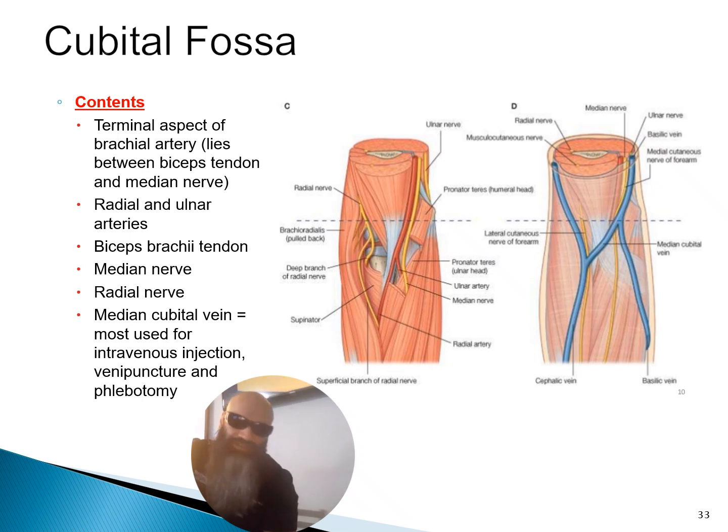Okay? So here are your contents of your cubital fossa. Radial and ulnar arteries, biceps brachii tendon, median nerve, radial nerve, medial cubital vein. So these are very important structures to know. Your brachial artery is literally the main guy right there.